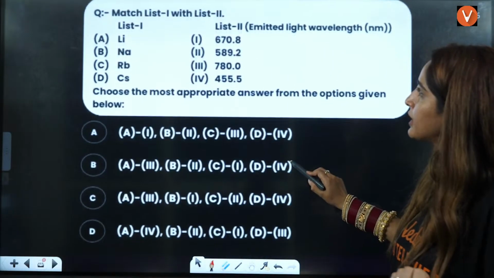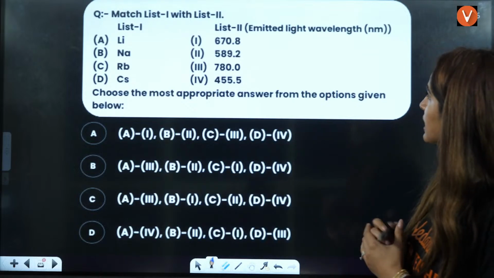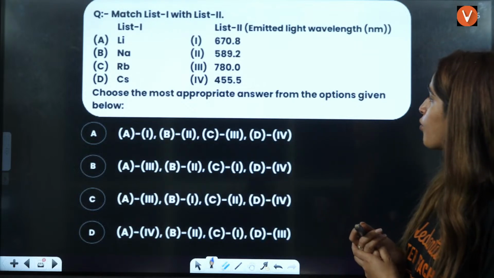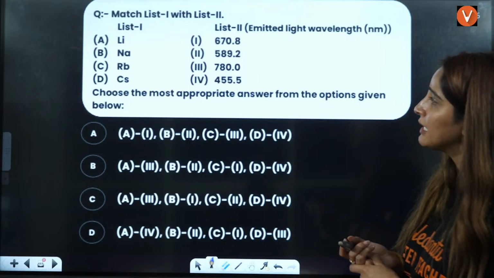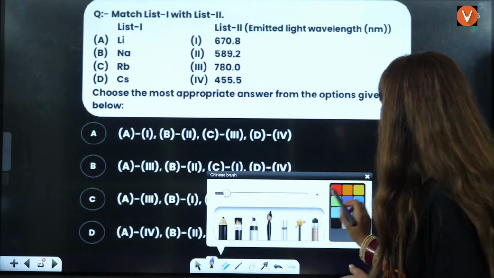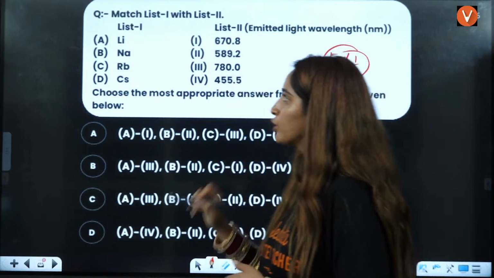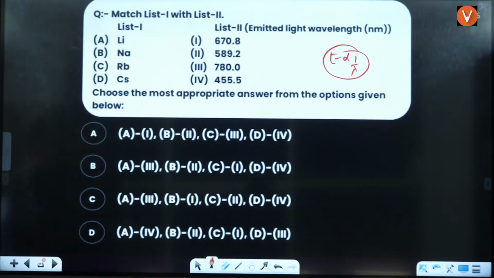The next question on your screen is match the following. You have to match the following, right? Emitted wavelength. Choose the most appropriate answers for the following lines. Here you are basically talking about energy being inversely proportional to the wavelength. Down the group, they are asking which of the following is correct. Yes, students, down the group, which will be the correct answer?